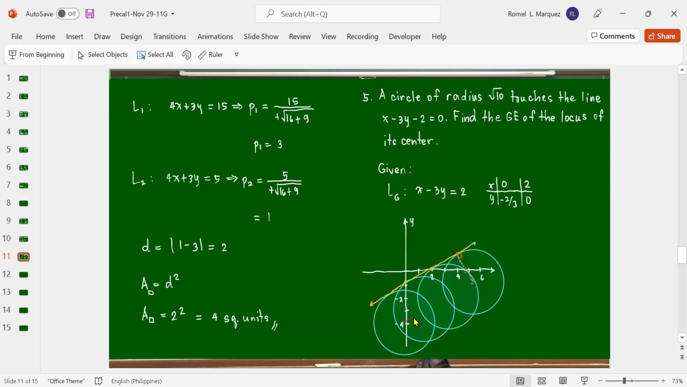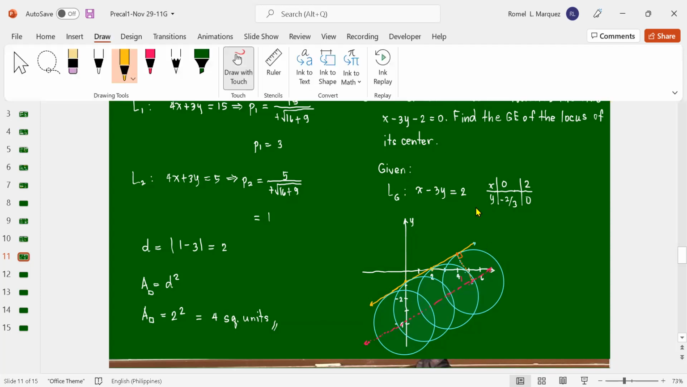So if you follow the path of the centers of the possible circles, it will form a straight line, parallel where, guys? Parallel to the yellow. Okay? So this is what we want. The yellow one is the given.